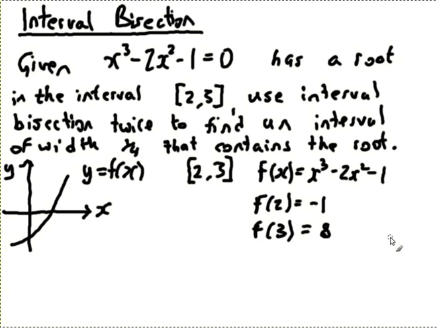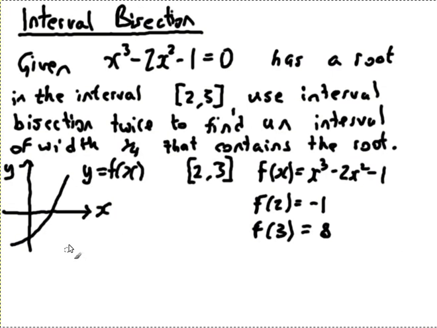Now the fact that there is a change of sign there, the fact that one of the answers is negative and one of the answers is positive, guarantees that the value of x for which the whole thing becomes 0 must lie somewhere between 2 and 3. And so what I've done there is I've guaranteed that x must lie somewhere between 2 and 3. Now let's actually get on with the interval bisection method.